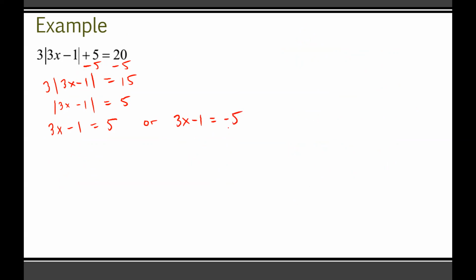This is kind of looking like the last one we did so far, but let's go a little further here. Now let's add 1 on both sides and then divide by 3. So this is going to be, if you add 1, it's going to be 6.